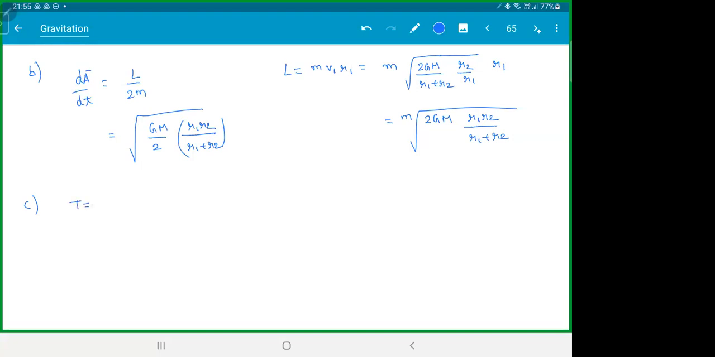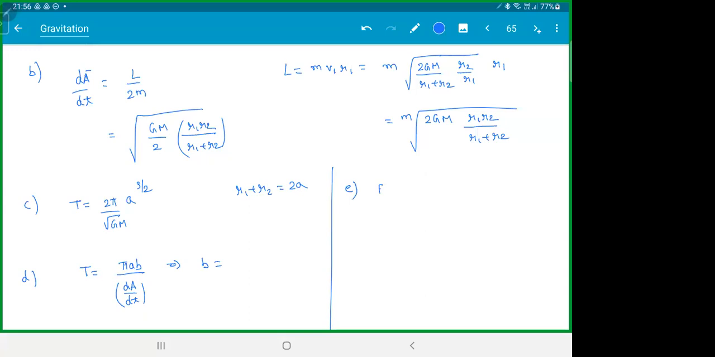And what's the time period? 2 pi by root GM, a to the power of 3 by 2. And what is a here? R1 plus R2 is 2a, the semi-major axis. That's how we get the time period. And we also know the time period is pi a b by areal velocity. From here, you'll get the value of b, that's the length of the semi-minor axis. You'll get everything from there.